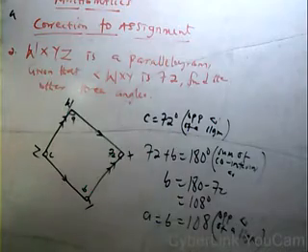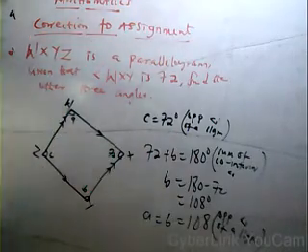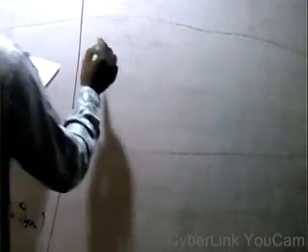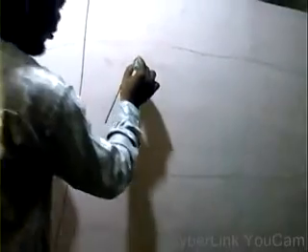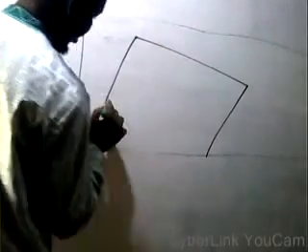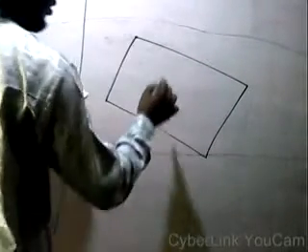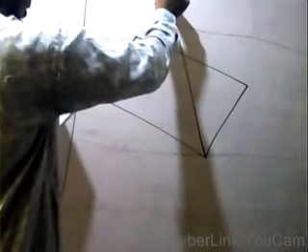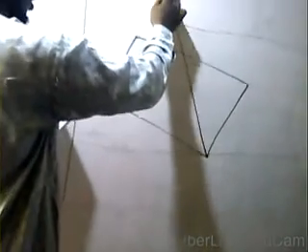So for question 3, we have this, where you are given this shape. It's also a parallelogram. So we have this, and we have this, right?